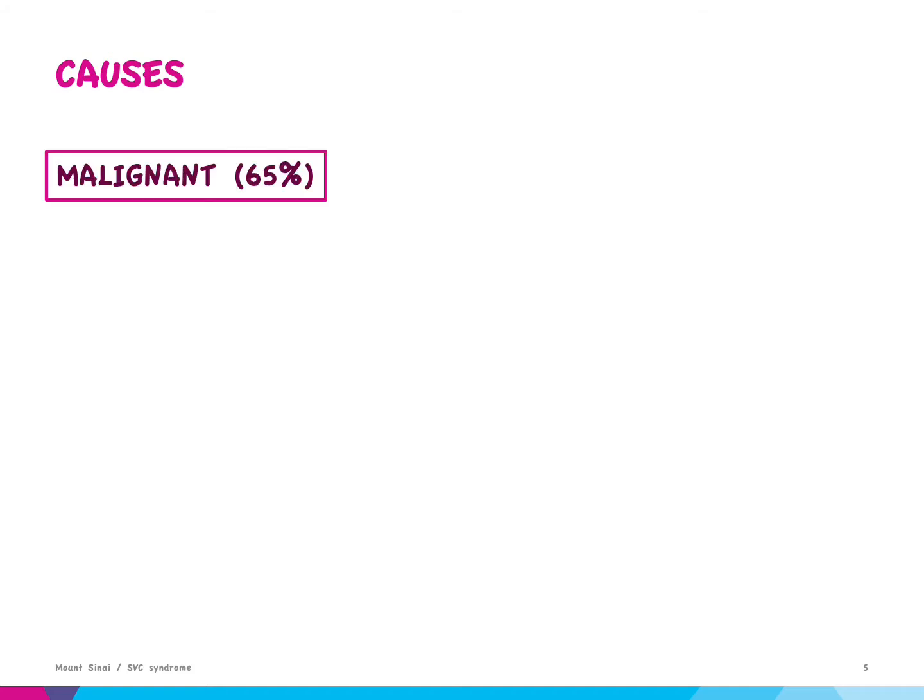What are the causes of SVC syndrome? So malignancy is actually the most frequent cause, with 65% of the cases. A tumor can obstruct the SVC in different ways. So if this is the superior vena cava, we can have an external obstruction. If the tumor is growing externally, it can compress from the outside. Or if the tumor is on the right side of the body, it can grow inside the wall, and in the end, it can partially or completely obstruct the SVC.